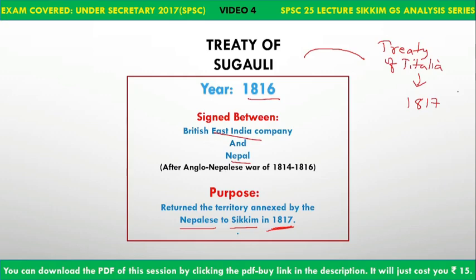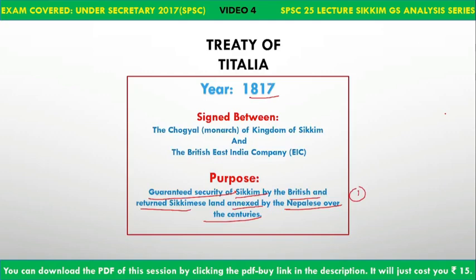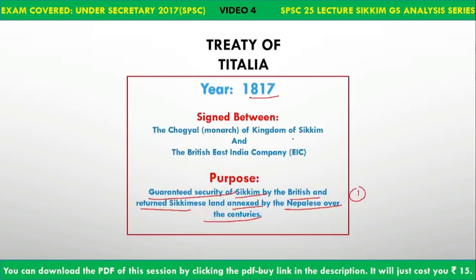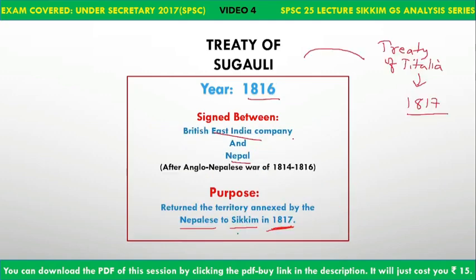And in the Treaty of Titalia, that is in 1817, which was signed between the Chogyal of Sikkim and the British East India Company, the kingdom was given back to Sikkim. And also some security was guaranteed to Sikkim by the British by this Treaty of Titalia. So Treaty of Titalia was signed in the year 1817, and Treaty of Sugauli was signed 1 year before, that is 1816.